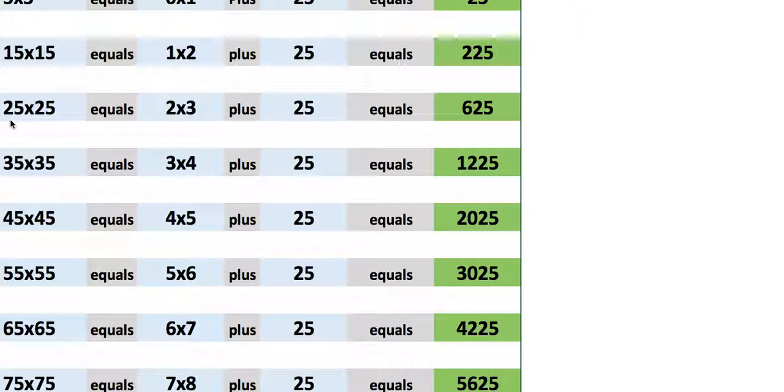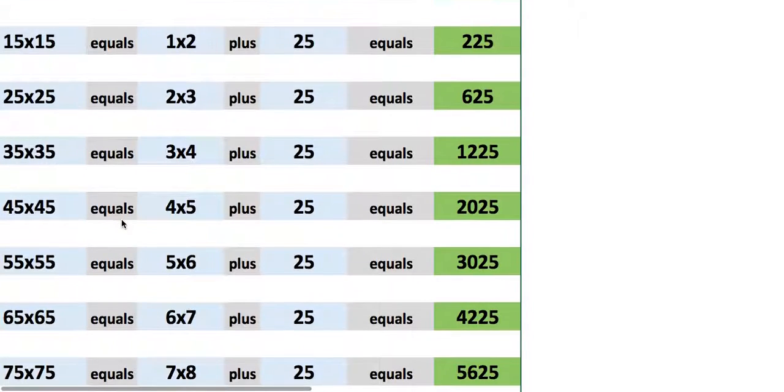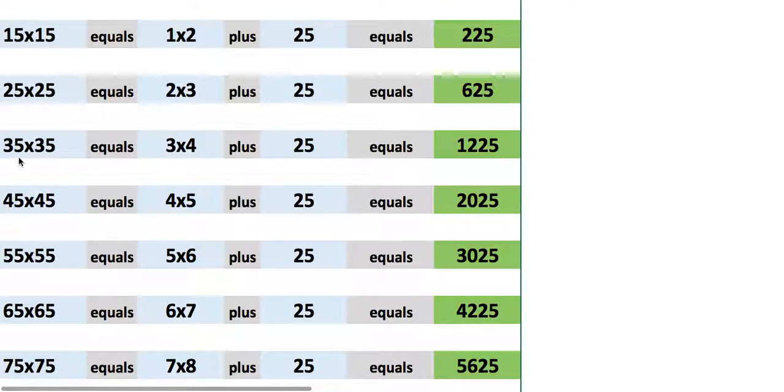It's really that simple. So just to show you another one, if that was unclear, 25 times 25, we're going to get rid of the 5 here, so it's just 2. We're going to go up one tens place from the 2, so it's 3. So 2 times 3, and then we're going to always add 25. So it's 625. So the same for 35 times 35. Get rid of the 5, go up 1. 3 times 4 is 12, add 25 is 1225.